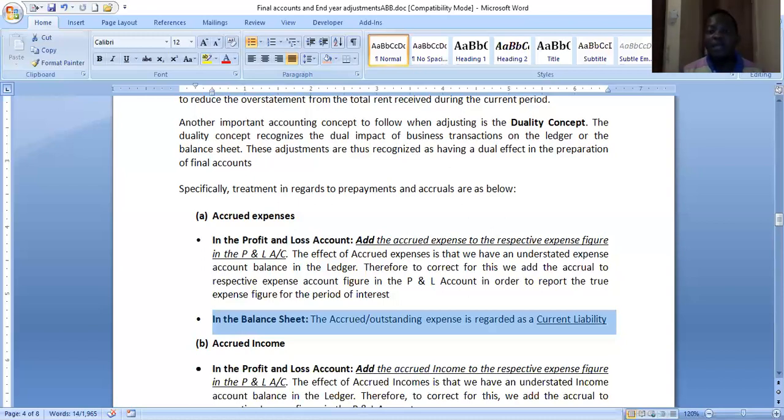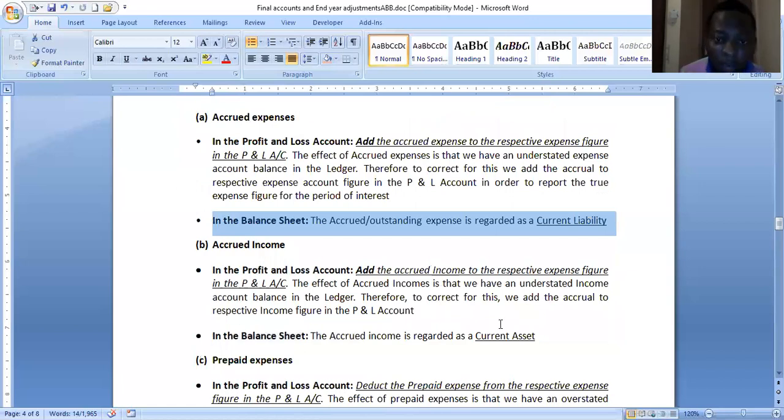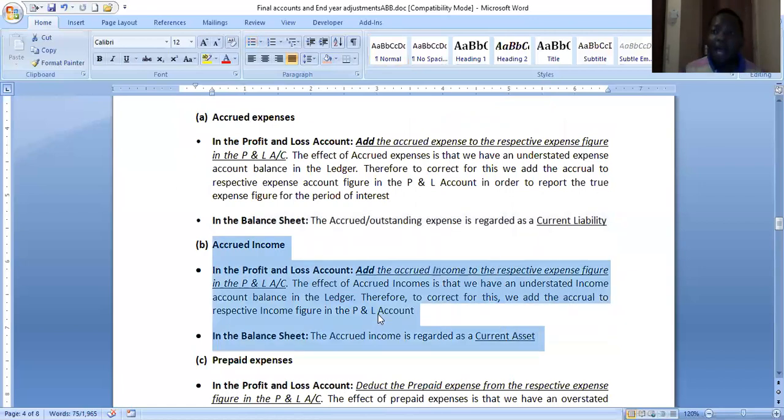So the creditor is a current liability. As such, an outstanding expense or an accrued expense will be treated as a current liability. Then we move on to the accrued incomes. These are incomes that have been earned but not yet paid. So the effect of accrued incomes is that we have an understated income account balance in the ledger.